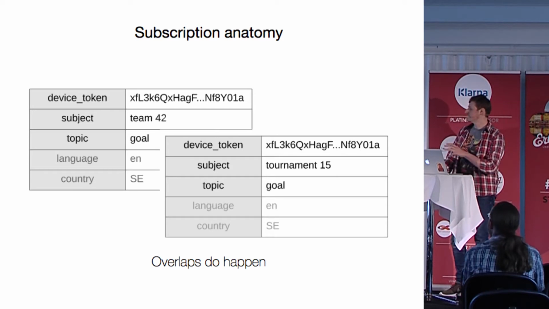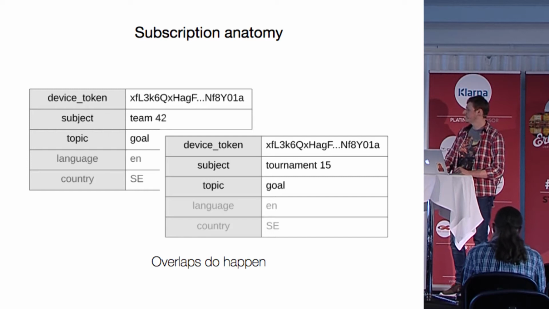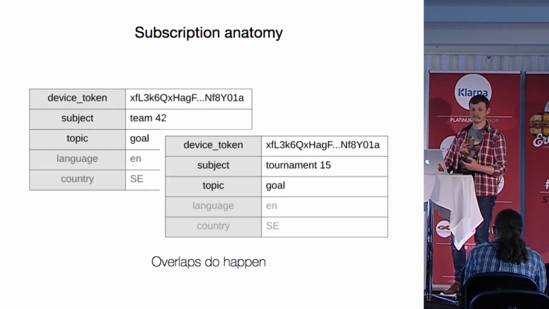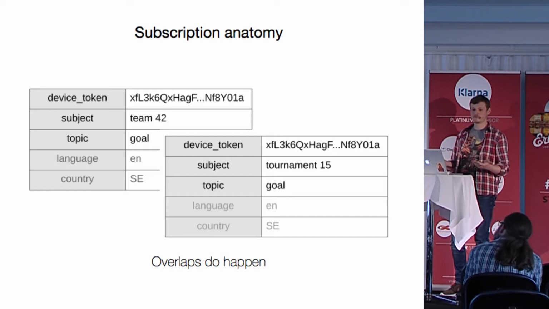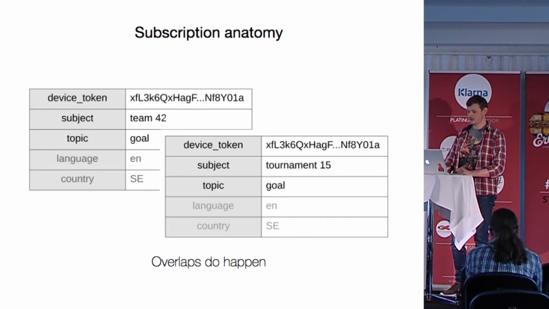But there is one issue with storing these records: they overlap. If this team plays in a tournament and a match happens, you will receive two notifications, which should not happen. We must not allow this. Why would you need two notifications for a match? We need to somehow resolve these overlaps.